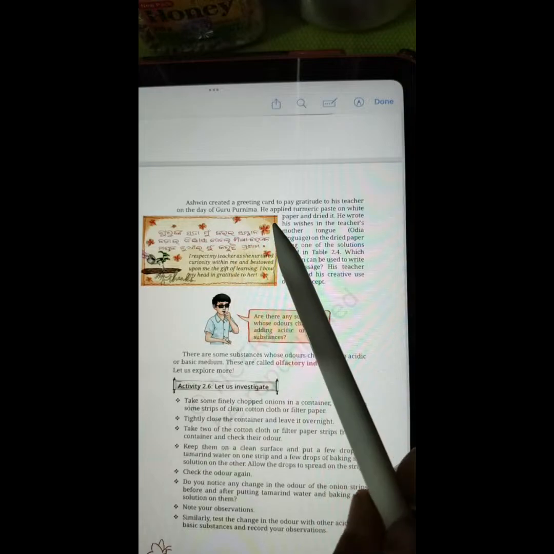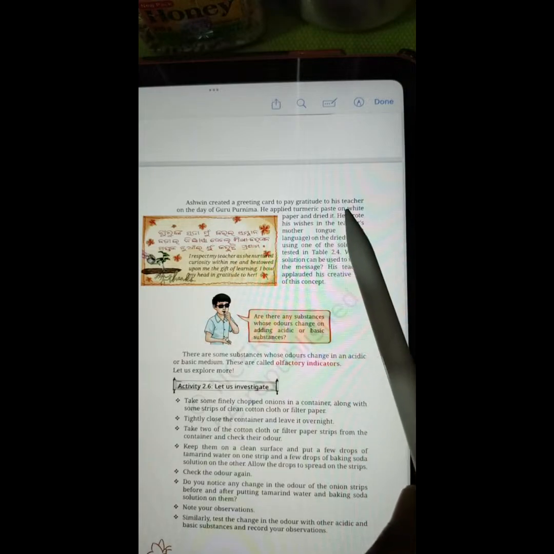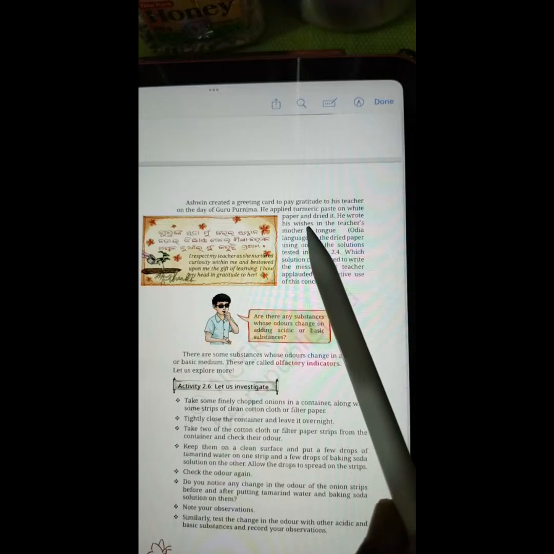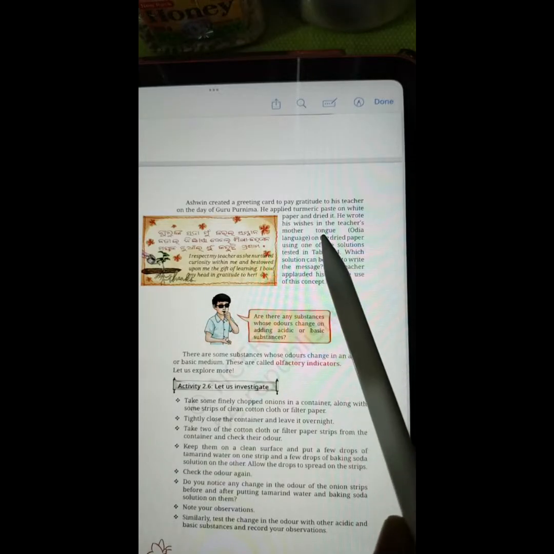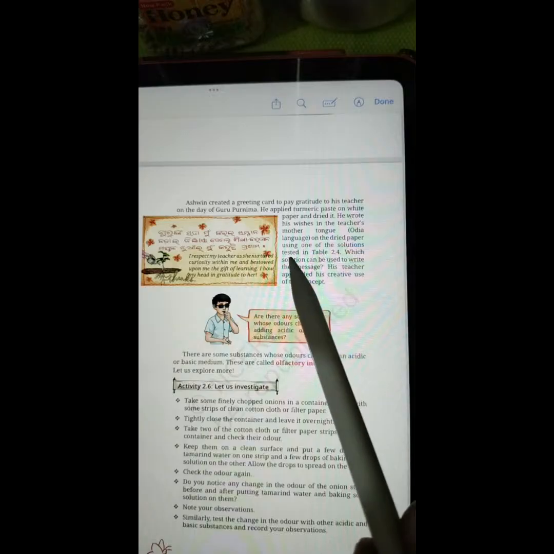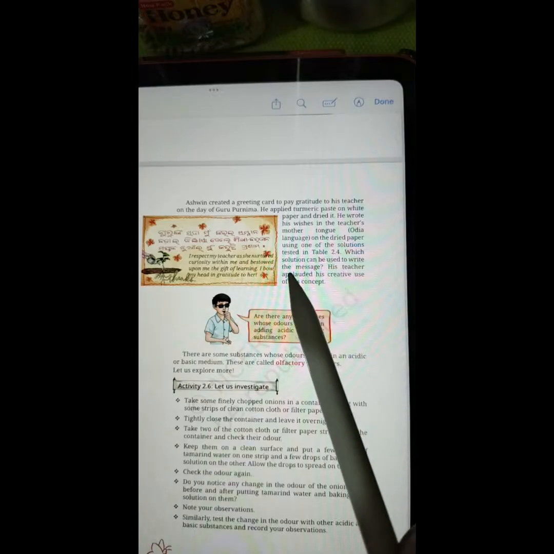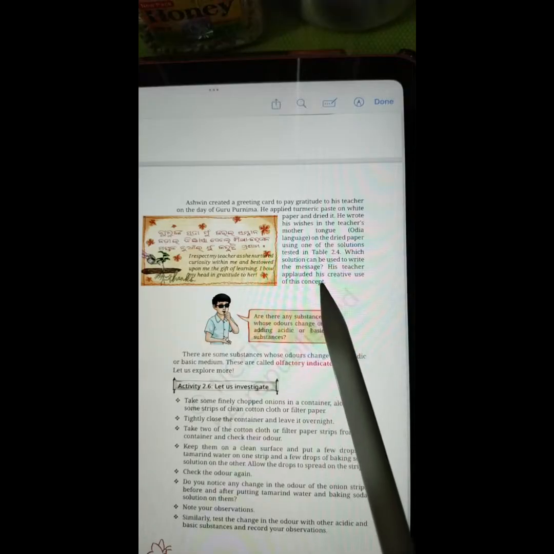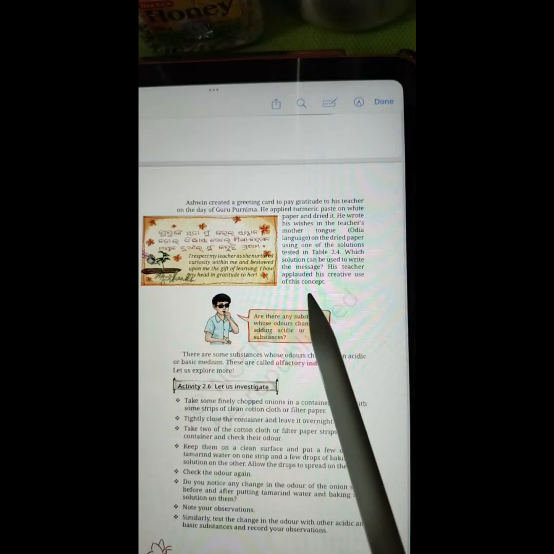Ashwin created a greeting card to pay gratitude to his teacher on the day of Guru Purnima. He applied turmeric paste on white paper and dried it. He wrote his wishes in the teacher's mother tongue, Odia language, that is used in Odisha, on the dried paper using one of the solutions tested in table 2.4. Which solution can be used to write the message? His teacher applauded his creative use of this concept.